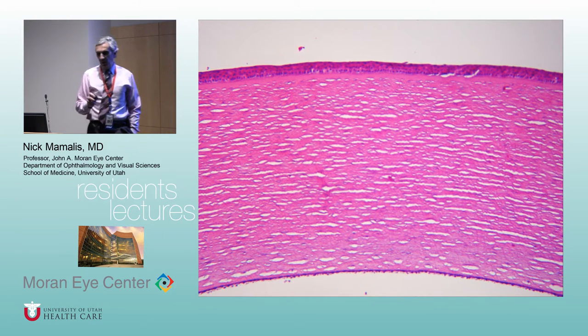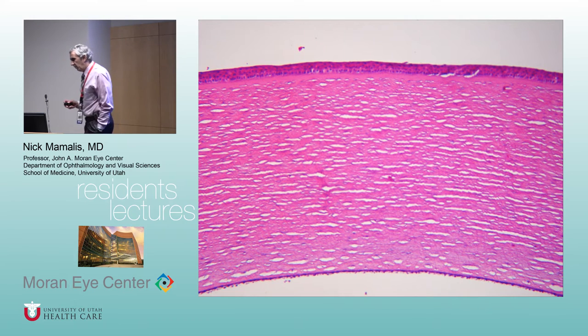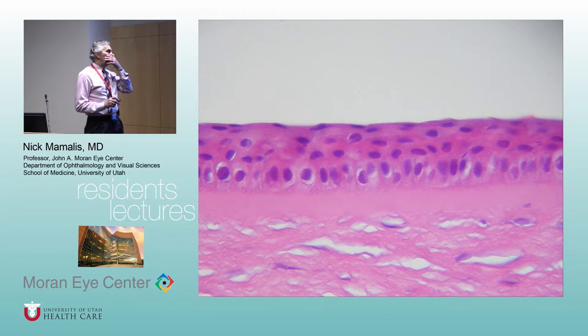Okay, cornea. So, Becca, cornea anatomy, starting from the outside and working to the inside. What's the outermost layer? Epithelium. And under that? Bowman's layer. And then beneath that? Stroma. Descemet's membrane and endothelium.